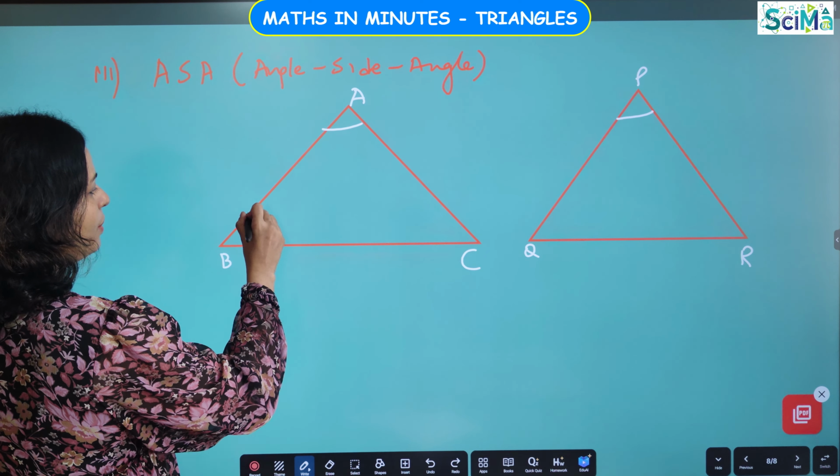So here the side is in between the two equal angles. So how can we write? Angle A is equal to angle P, AB is equal to PQ, and angle B is equal to angle Q. Therefore the triangle ABC is congruent to triangle PQR by ASA rule.